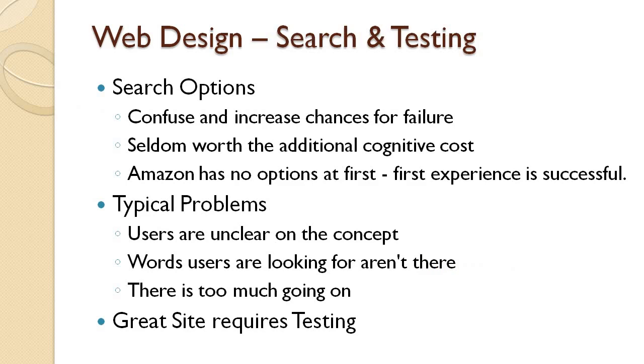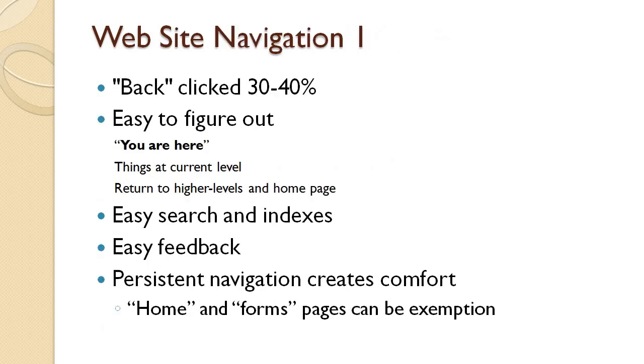Search options confuse and increase chances of failure. Additional cost. Amazon has no options at first. First experience is successful. Typically, problem users are unclear on the concept. Words users look for. There is too much going on. A great site requires testing. Website navigation.